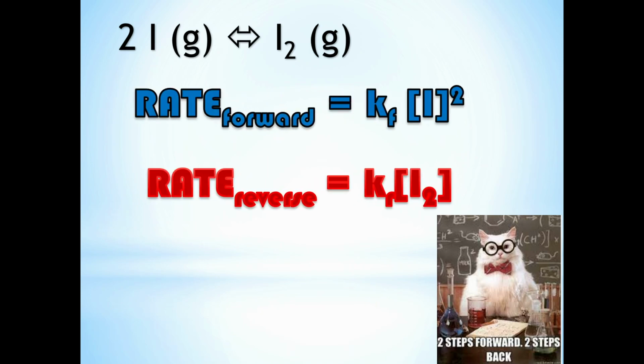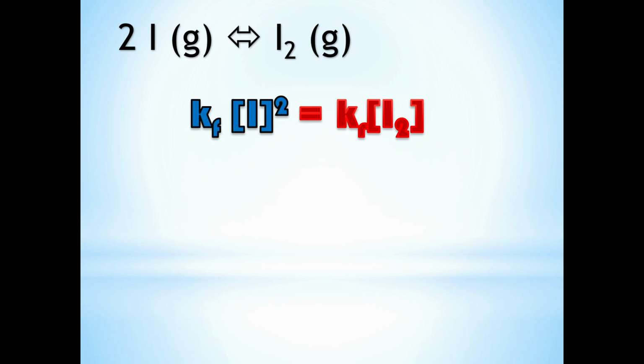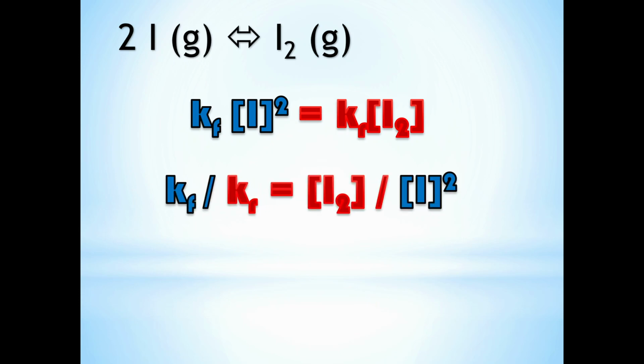So if my rate forward is KF I squared, and my rate reverse is KR I2, then those two things have to be equal. Two steps forward, two steps back. In this case, it's actually two steps forward, but only one step back because I only have one product. So KF I squared equals KR I2. I'm going to rearrange and put all the K's on the left side and all the I's on the right. So now KF over KR equals I2 divided by I squared.